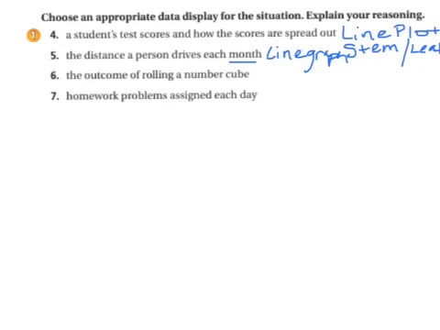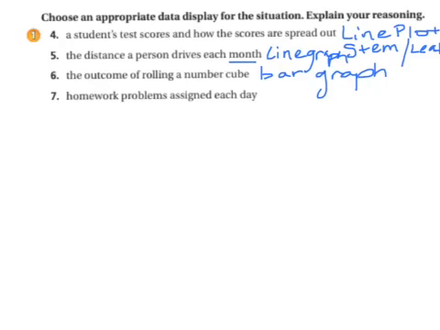All right. The outcome of rolling a number cube. To me, there's lots of different answers on this one. The one that stands out would be a bar graph. It would show 1 through 6 and how many times you landed on each. But again, I think that there's a lot of different choices there. As long as you explain your reason for why you picked that one, I think that you would be just fine. Same thing with the line plot. I think a line plot would work well here as well.